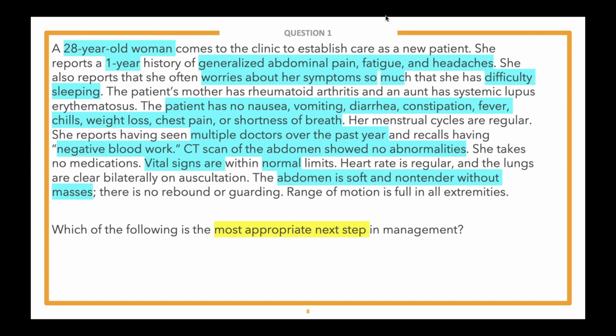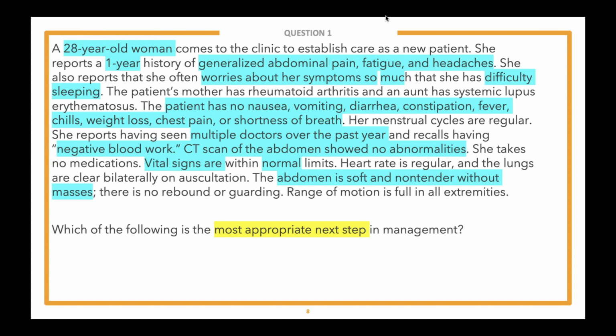So here we have a 28-year-old woman. The signs and symptoms she's presenting with are also important to make note of, and the duration as well. So she's had these going on for 1 year. They also gave us some additional information in that she worries about the symptoms so much that she has difficulty sleeping. Whenever they give you something like that, they had to intentionally put something there, so it's always important to make note. Why are they giving that to you?